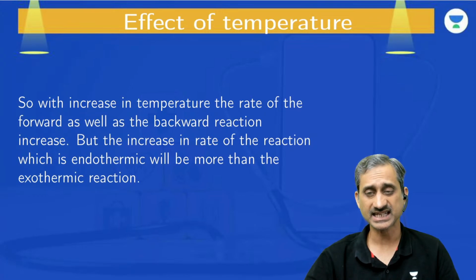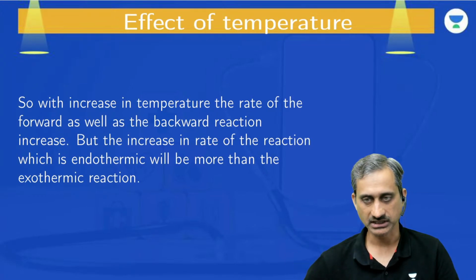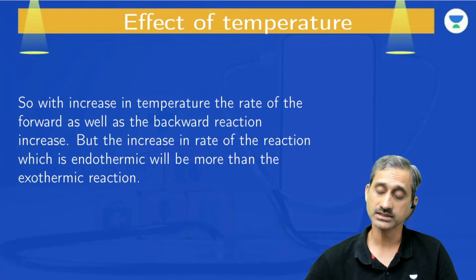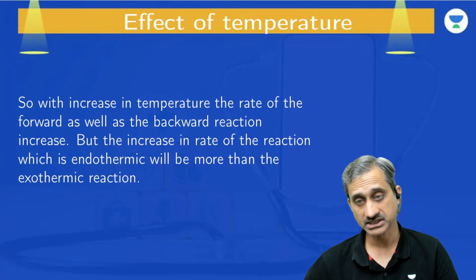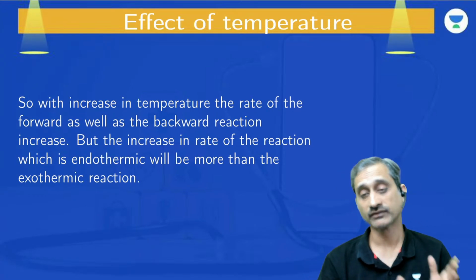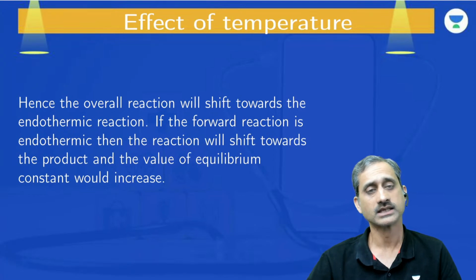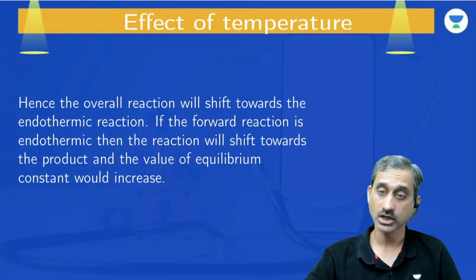I'm telling you this particular statement many a times because students generally later on get confused, forget this particular statement and simply write something else in the question. This question has been asked many times. With increase in temperature, the rate of the forward reaction increases, the rate of the backward reaction increases, the rate of the endothermic reaction increases, the rate of exothermic reaction increases, the rate of both the reactions increases, the rate of endothermic reaction increases more. This type of options are asked. The overall reaction will shift towards the endothermic reaction. If the forward reaction is endothermic, then the reaction will shift towards the forward direction, that is product, and the value of equilibrium constant will increase.